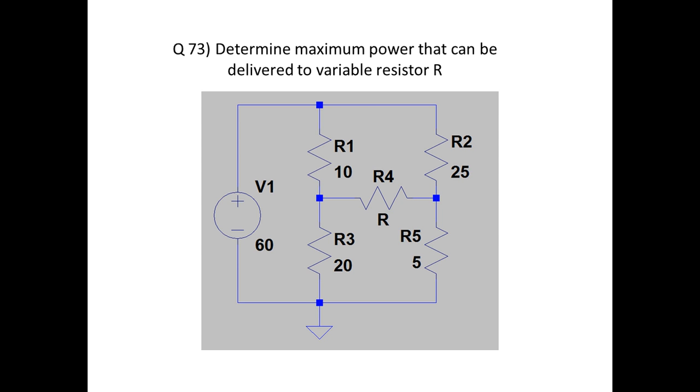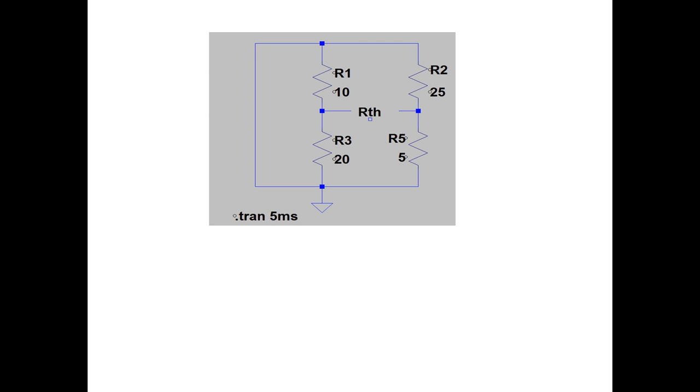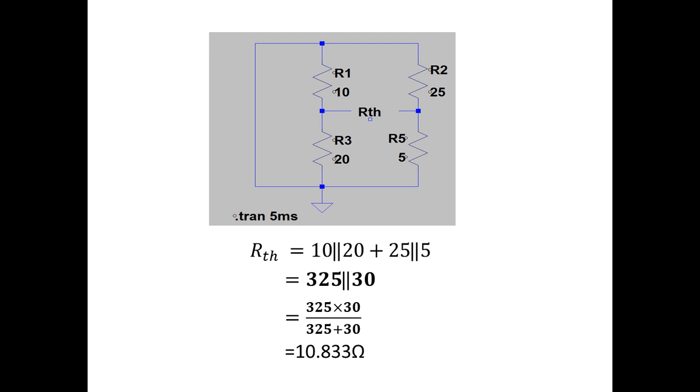Question 73. Determine the maximum power that can be delivered to the variable resistor R. RTH is equal to 10 parallel to 20 plus 25, which is parallel to 5. Doing the simplification, we get 325 parallel to 30, which is equal to 10.833 ohms.